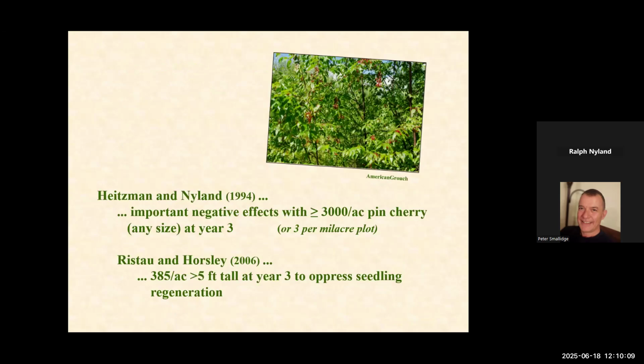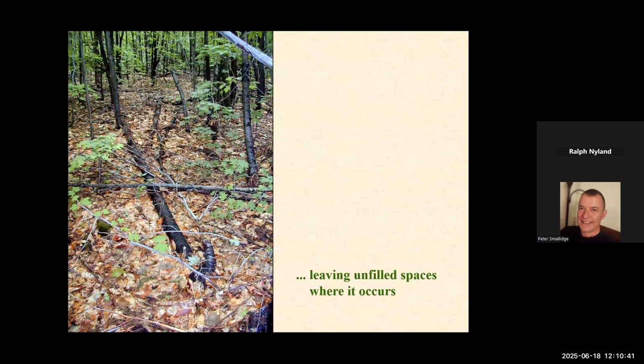Heitzman did some work assessing pin cherry after clear cutting and found that as few as 3,000 per acre of pin cherry of any size at year 3 would cause negative effects. That's only 3 pin cherry per milacre plot. Bristow and Horsley down in Pennsylvania observed that as few as 385 trees at least 5 feet tall at year 3 also oppress seedling regeneration for other species, leaving these unfilled voids where it occurs.